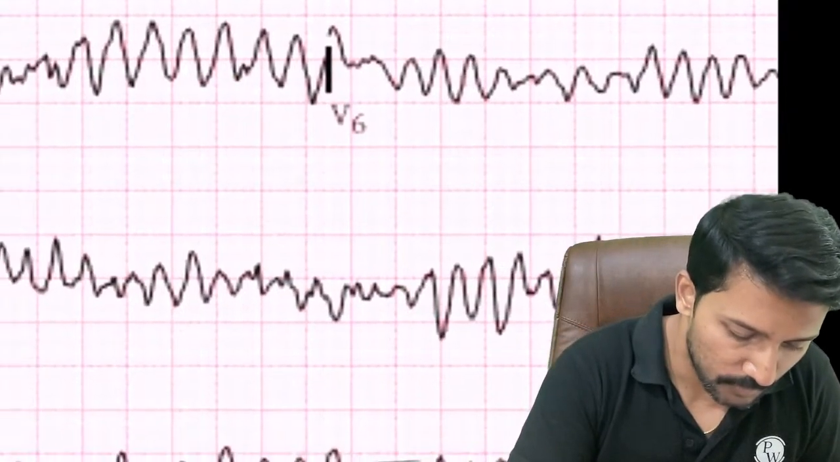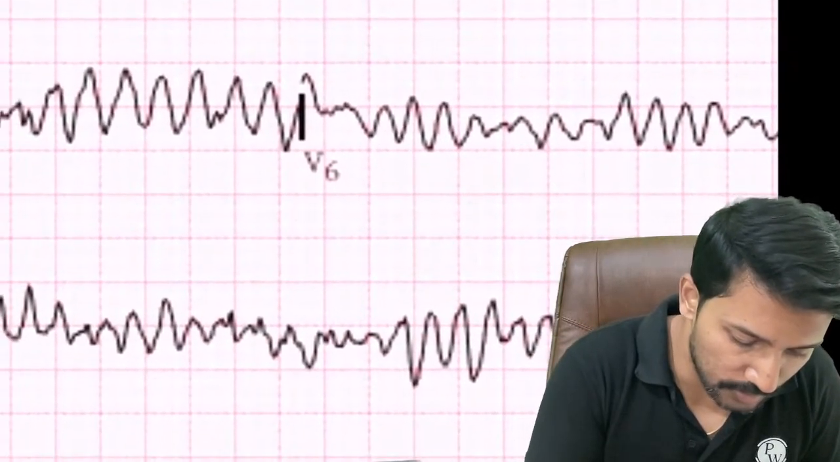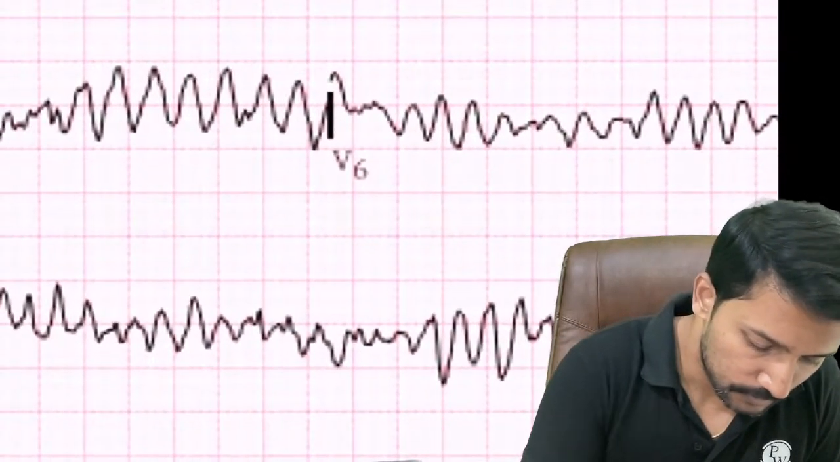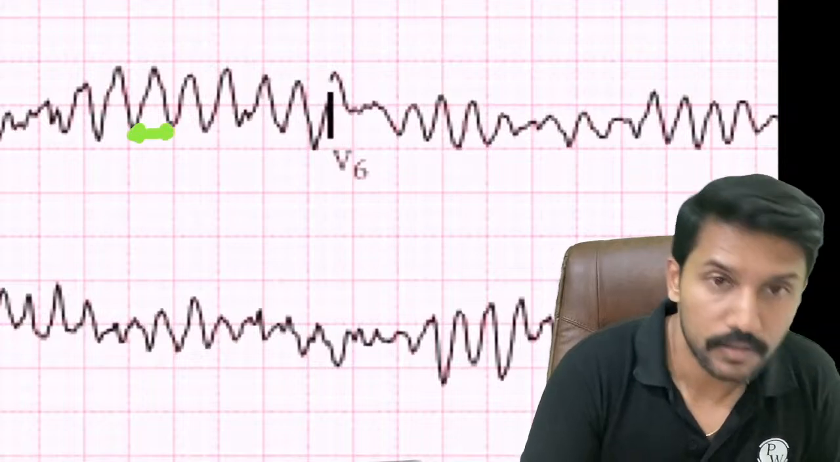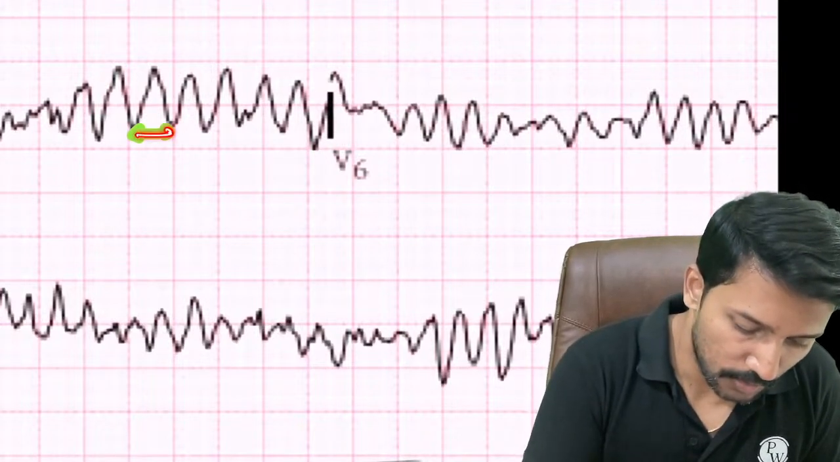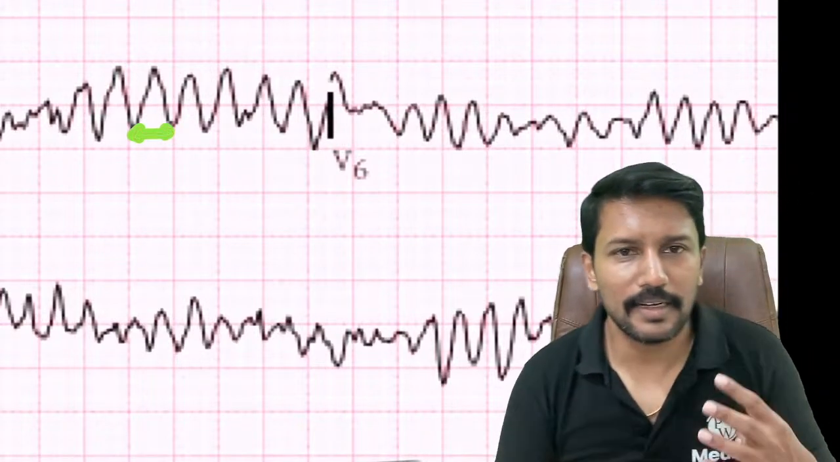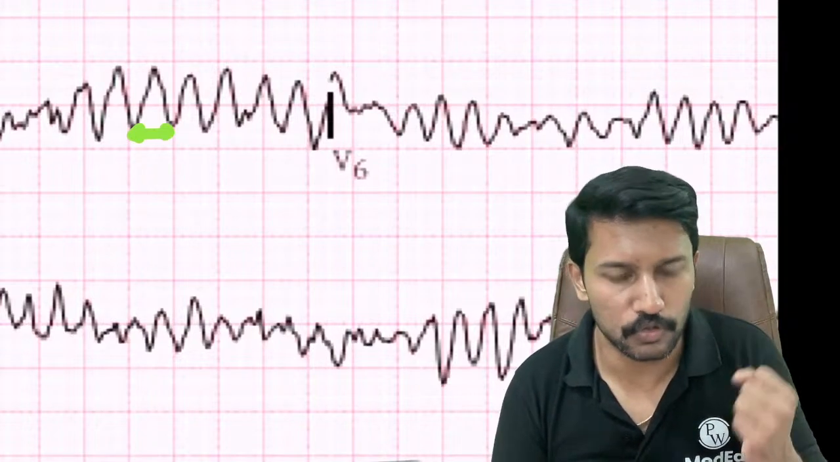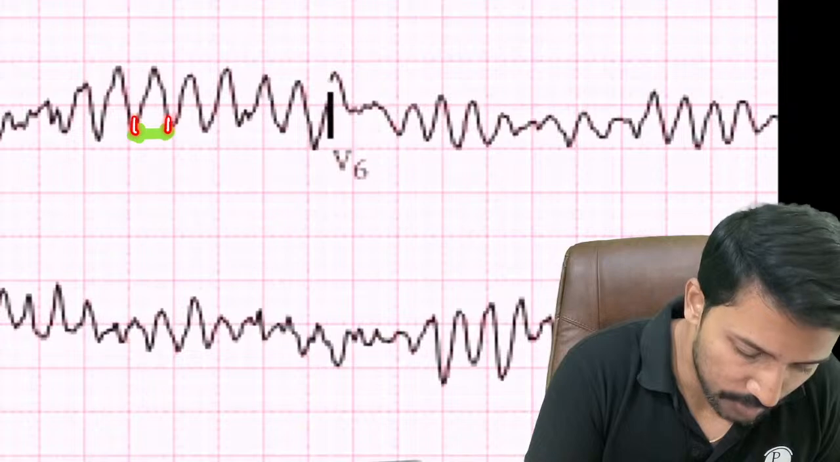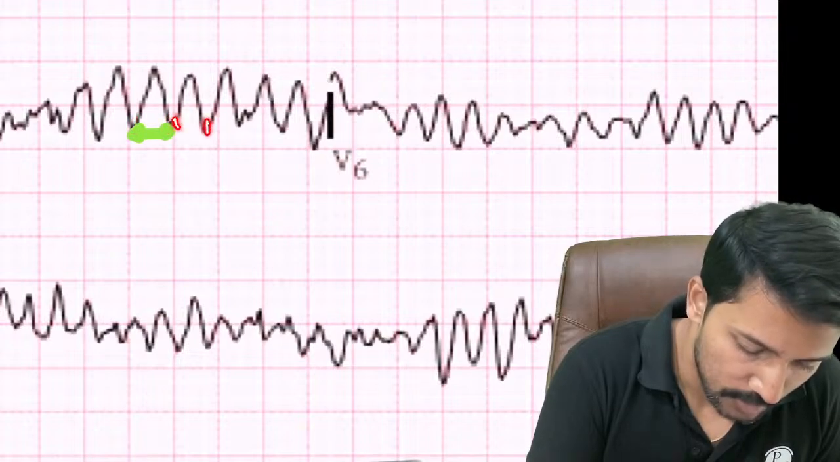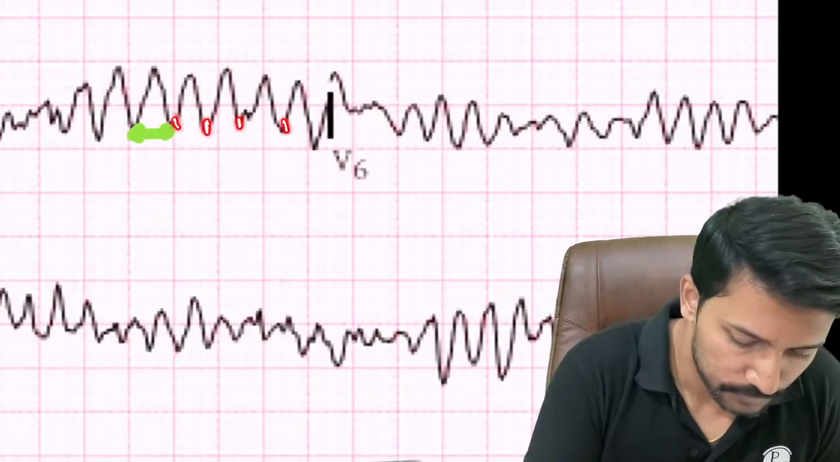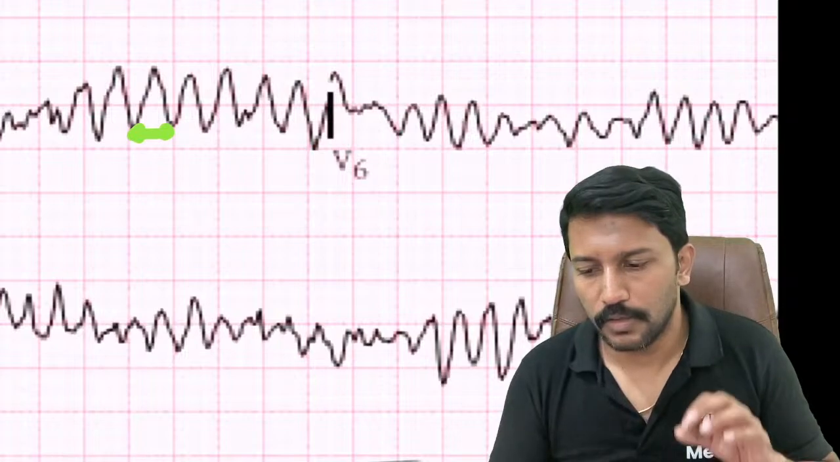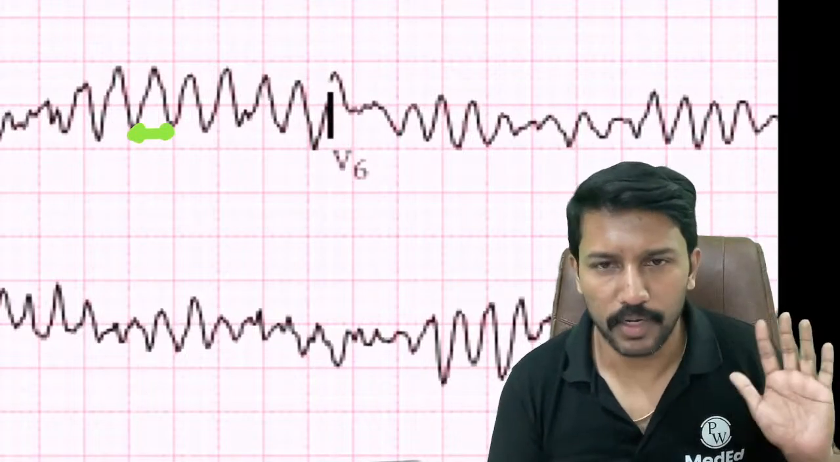So how much is it here? When you look more closely, how much do you think it is? Right, so from here to here, how much is it? It looks like there are around 3 or slightly more than 3 small squares, from here to here. So it is more than 120 milliseconds, right?